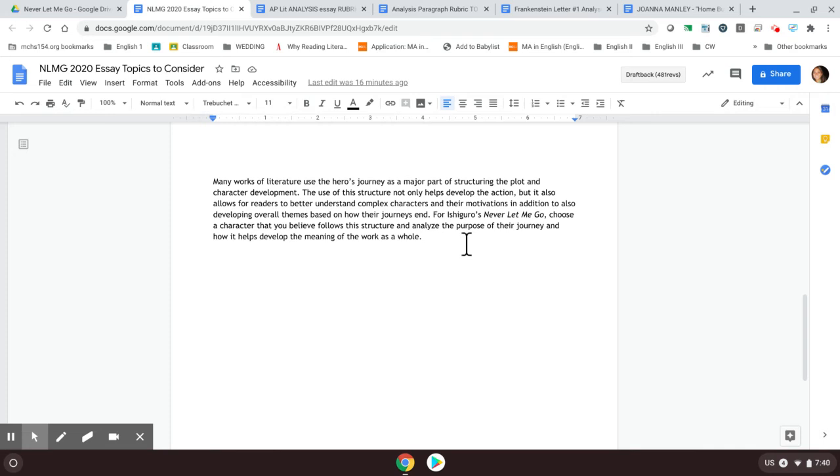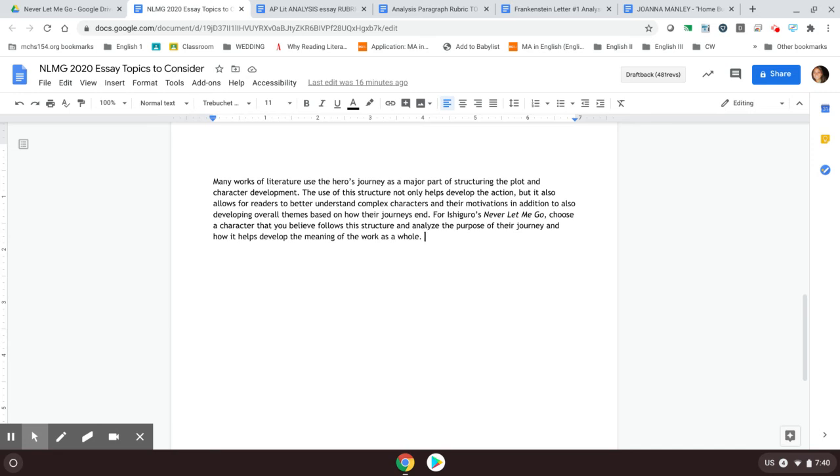We know that when a hero or a person goes somewhere, they're on a quest, they're looking for something. So it's basically saying lots of books have people that go places in order to find something or for a purpose. So here's your actual question. For Ishiguro's Never Let Me Go, choose a character that you believe follows the structure and analyze the purpose of their journey and how it develops the meaning of the work as a whole.